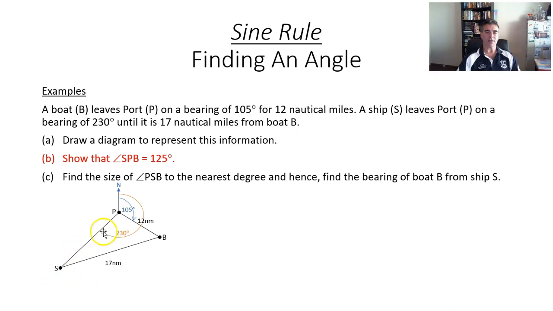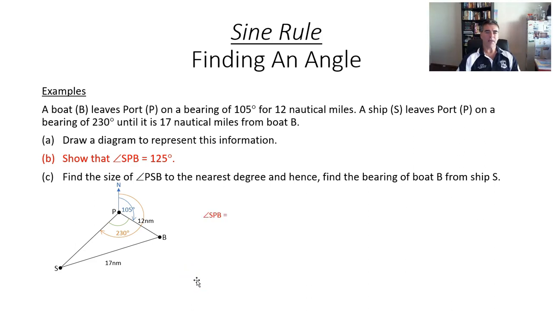So angle SPB, that's this angle here between these two rays. It's not 230, remember that's 230 degrees all the way around from north and that's clockwise. But if that's 230 to there, and we know it's 105 degrees for the bearing of B, then we should be able to work out that angle in there quite easily. So that's the angle we're looking for.